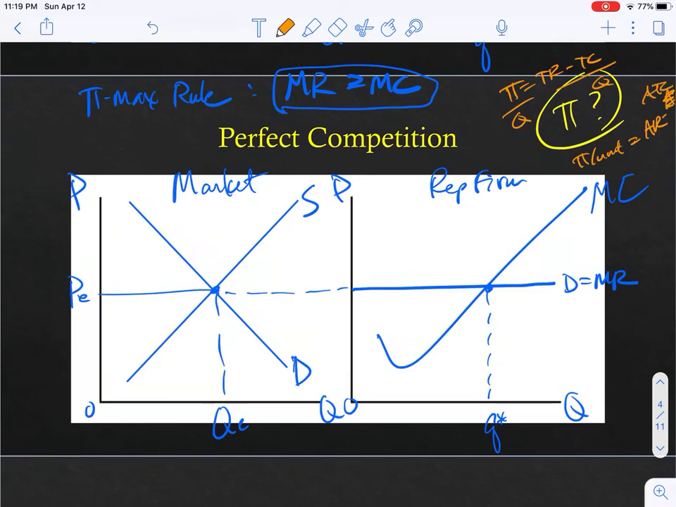Average revenue is the price you sell it for. And since the price you sell it for is always the same, that's going to be equal to the price. So what I really need is my average total cost curve. So I'm going to draw in my average total cost curve like this.